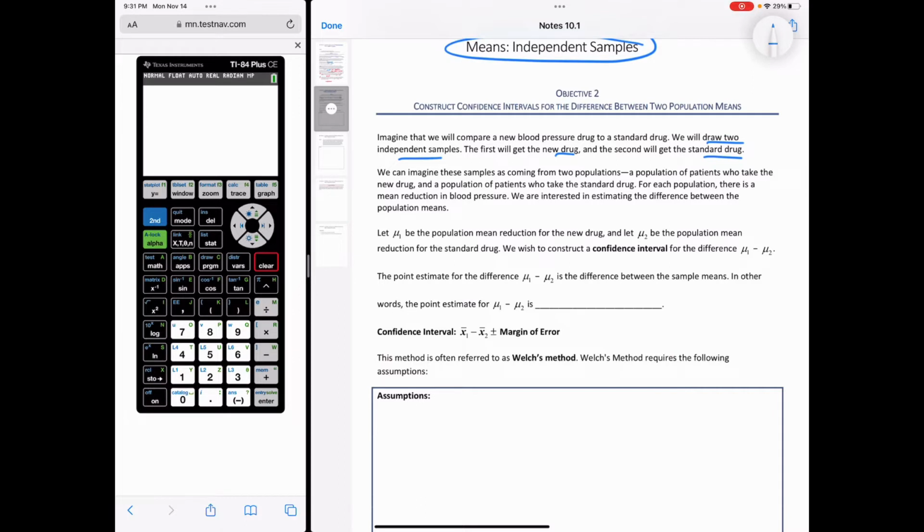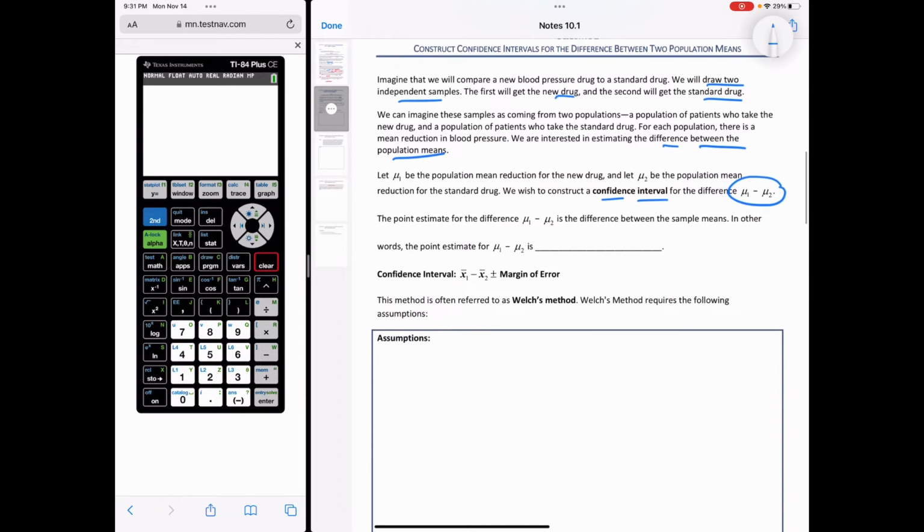We can imagine these samples as coming from two populations, a population of patients who take the new drug and a population of patients who take the standard drug. For each population, there's a mean reduction in blood pressure. We are interested in estimating the difference between the population means. Let mu1 be the population mean reduction for the new drug and mu2 be the population mean reduction for the standard drug. We want to construct a confidence interval for the difference. And remember, the confidence intervals are always about mu, never about x bar. We use x bar to make a prediction for mu, make that confidence interval.